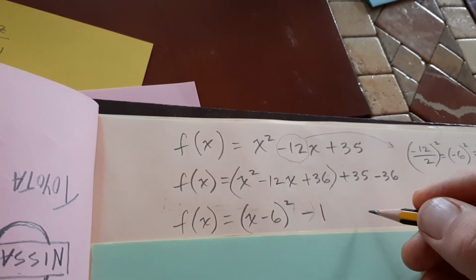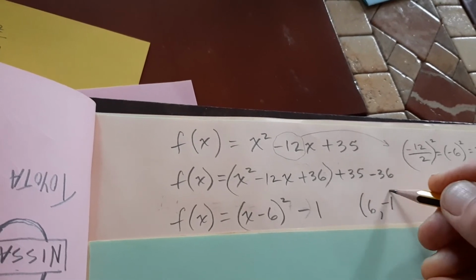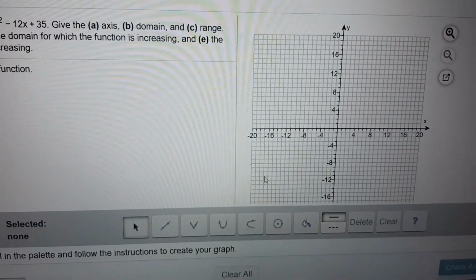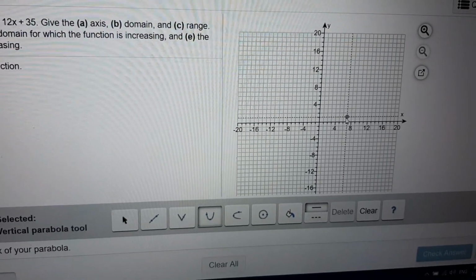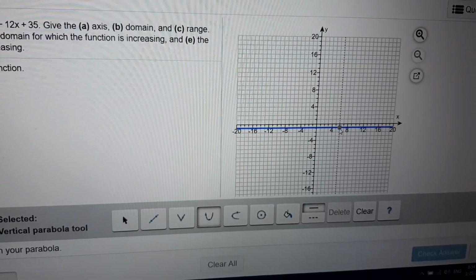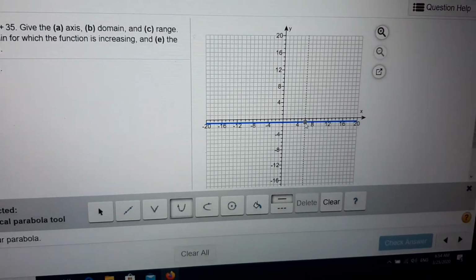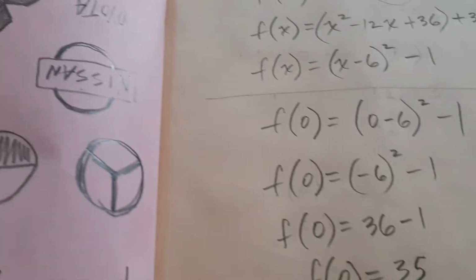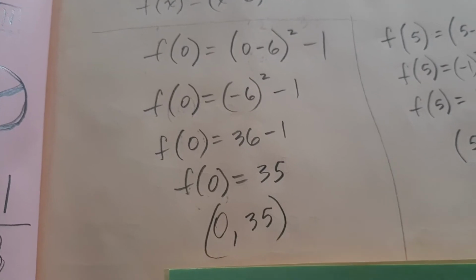So I know my first point is h, comma k. I go back over here and I click on the graph. I click on the parabola and I find 1, 2, 3, 4, 5, 6, comma, minus 1. Okay. Now I could graph it right now, but I'll do it step by step. So the long way, I found f of 0, so I have the point 0, comma 35. Well, that goes off the graph.